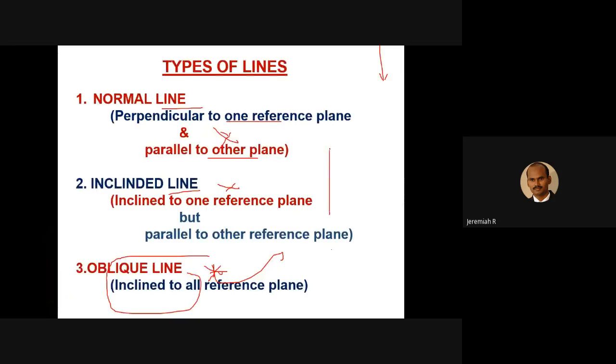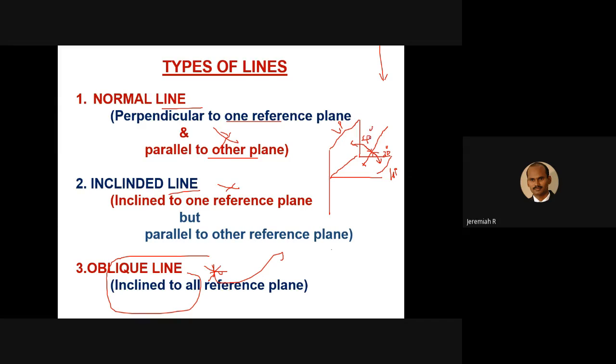This is inclined to both HP and VP. Just imagine there is a line here. It is inclined to HP, and also inclined to VP. This is the horizontal plane, so there's an inclination here, maybe 30 degrees, 40 degrees, something like that. But it is inclined to VP also, maybe 40 degrees, something like that.